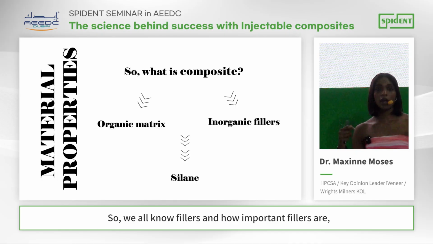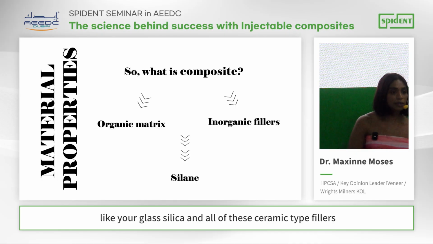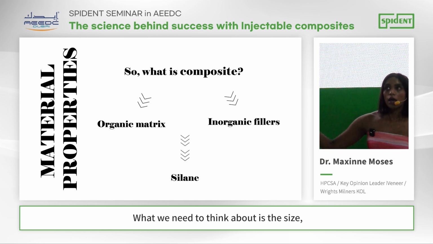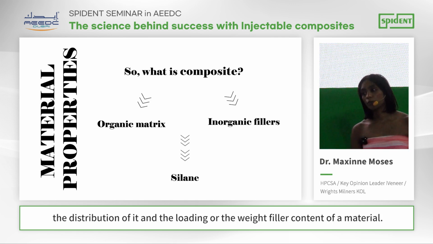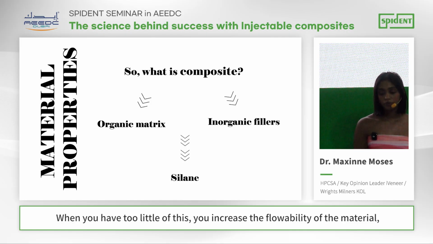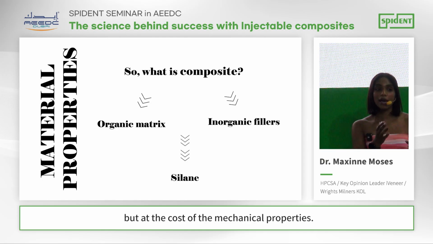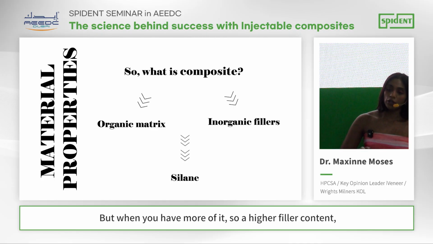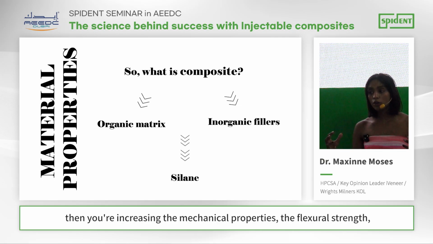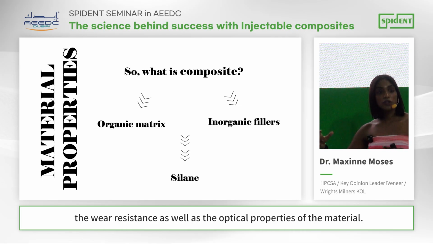We all know fillers and how important fillers are, like your glass, silica and all of these ceramic type fillers that we now have in advanced composites. What we need to think about is the size, the distribution of it, and the loading or the weight filler content of a material. When you have too little of this, you increase the flowability of the material, but at the cost of the mechanical properties. But when you have more of it, so a higher filler content, then you're increasing the mechanical properties, the flexural strength, the wear resistance, as well as the optical properties of the material.